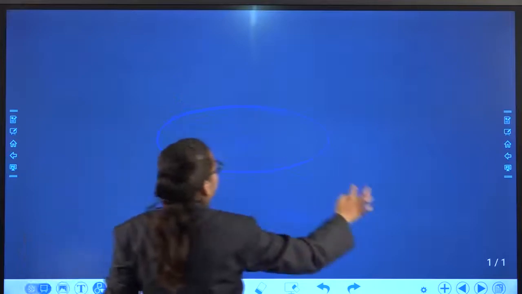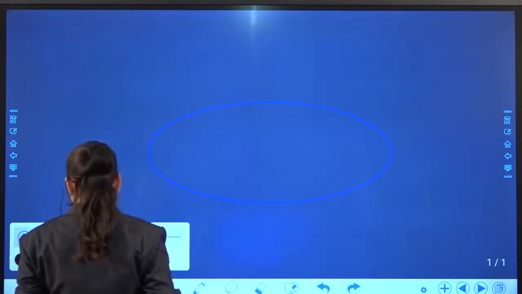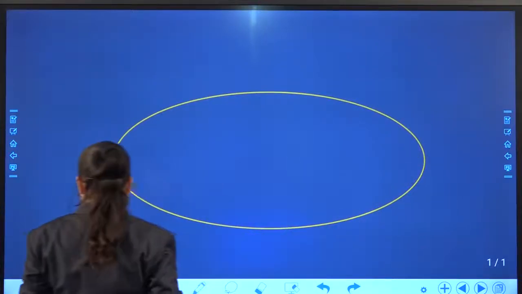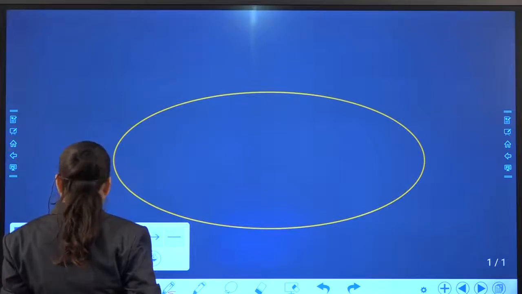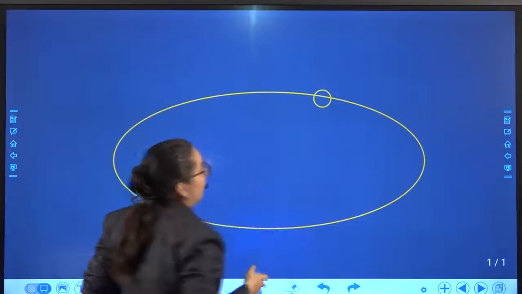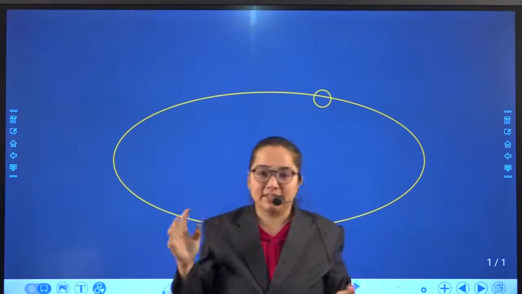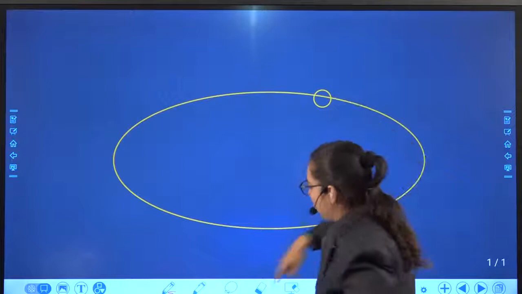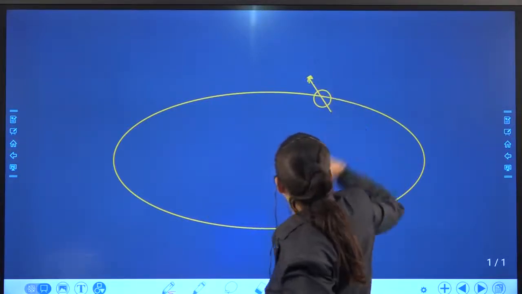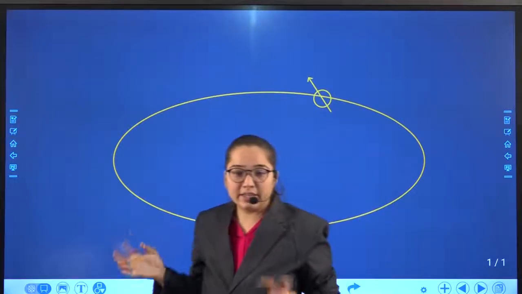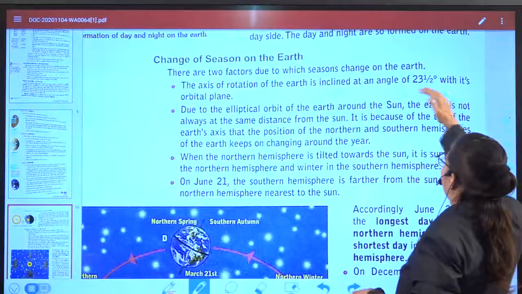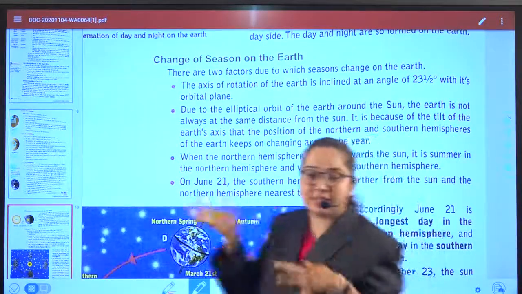For example, let me show you. This is the axis of rotation, and here is our earth. Now this is not straight up like this, it is tilted by an angle of 23.5 degrees. Okay, it is tilted 23.5 degrees with its orbital plane.